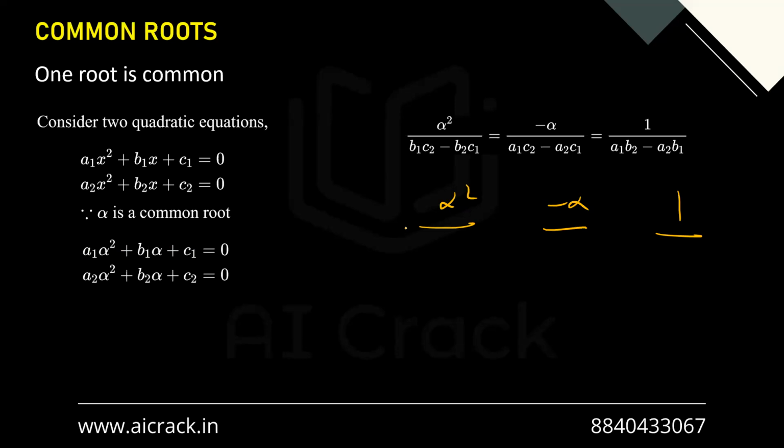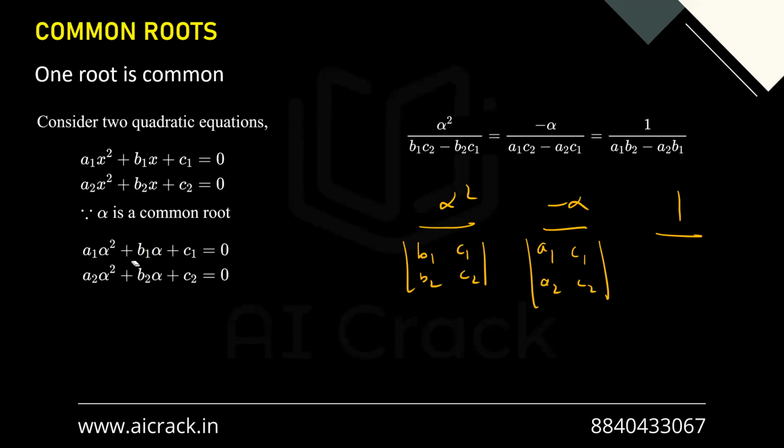So for this one, what we'll be doing, we'll be hiding these terms having alpha square. Okay. Now we can write down a determinant over here. So determinant would be b1, b2, and c1, c2. Okay. Now similarly for minus alpha, we'll hide these two terms and we'll write down the determinant. That would be a1, a2, and c1, c2, right?